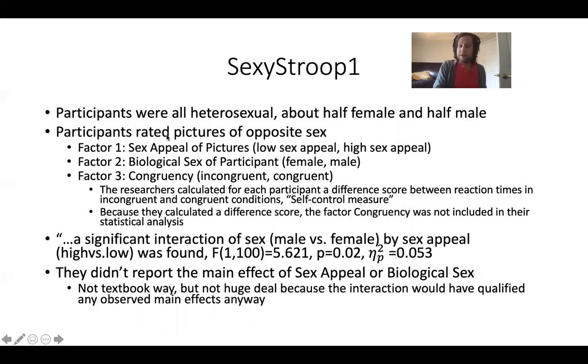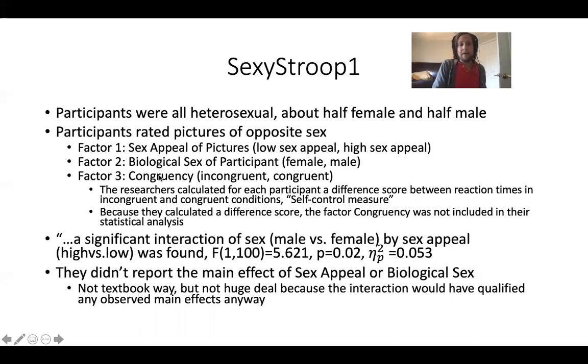It was a factorial design, so going with the theme that we were talking about today. Technically, there are actually 3 factors. The sex appeal of the pictures, so some of the pictures that people looked at were low, that were not sexy. Some were high sex appeal pictures, that is the sexy pictures. The pictures that people looked at were always of the opposite sex. Another factor was the biological sex of the participants, whether they were female or male, women or men. And then the third factor was the congruency in the Stroop task.